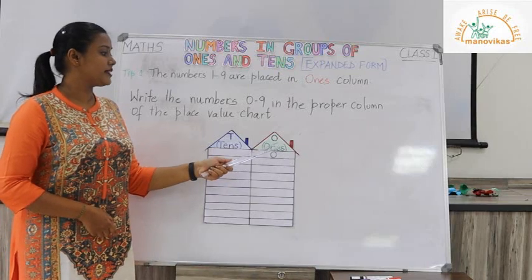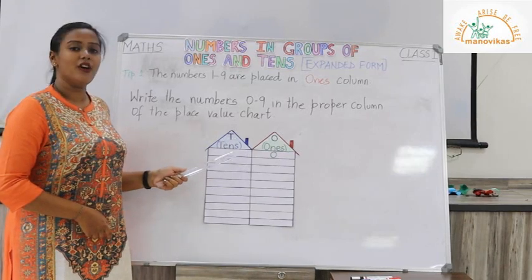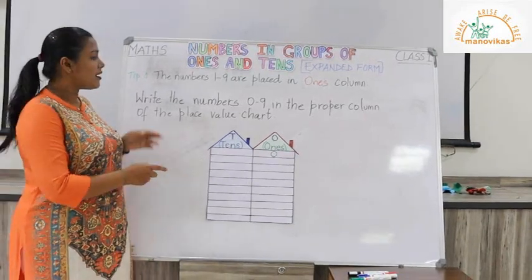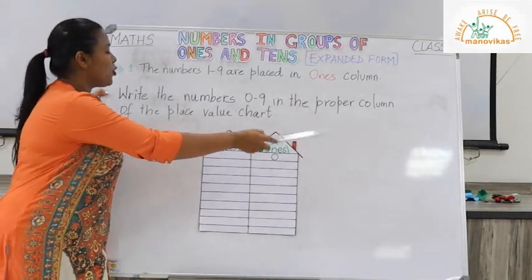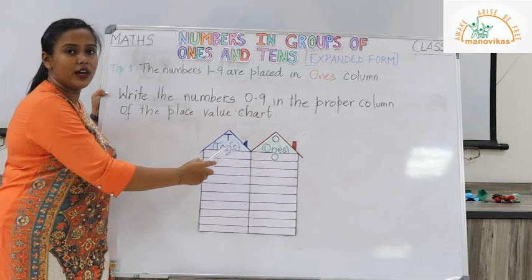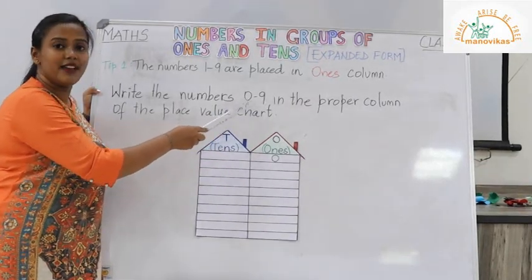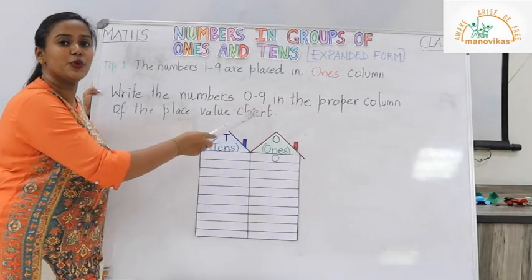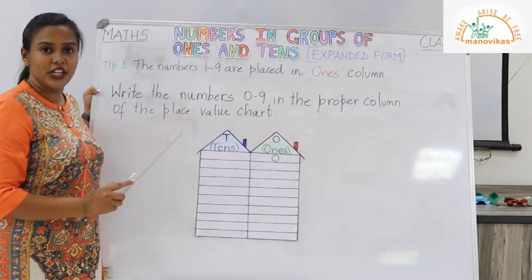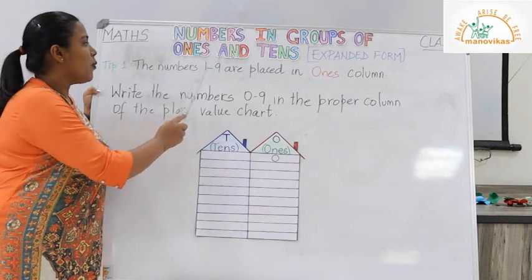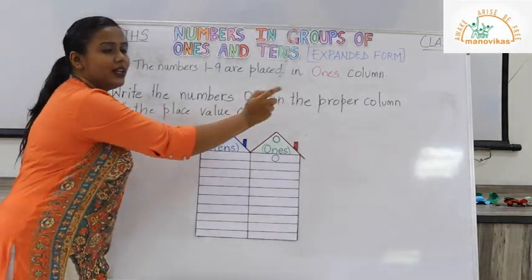Students, in your previous maths video, you have learned about the place values. That is ones, we write O for ones, and you have learned tens, we write T for tens. Now here I have a question for you. You have to write the numbers 0 to 9 in the proper column of the place value chart. When we say numbers 0 to 9, they belong to the family of ones, and they are single digit numbers or one digit numbers. So the numbers from 1 to 9 are always placed in the ones column.